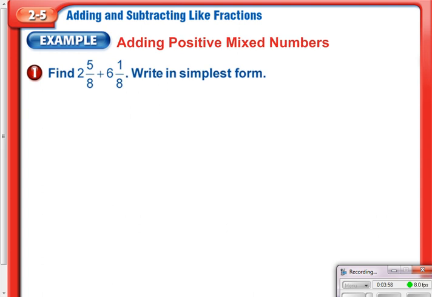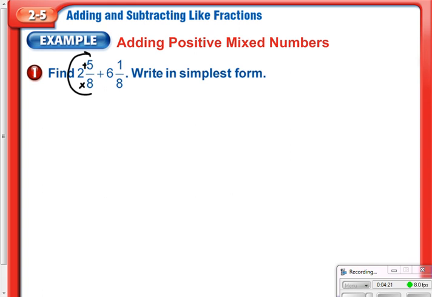Adding positive mixed numbers. To add positive mixed numbers, I think it's best and easiest if we go ahead and convert these into improper fractions. It'll help when we get into subtraction. So I think it's easiest to just go ahead and convert these mixed numbers into improper fractions. We know that we do this by multiplying and adding, and we work around the clock just like so.